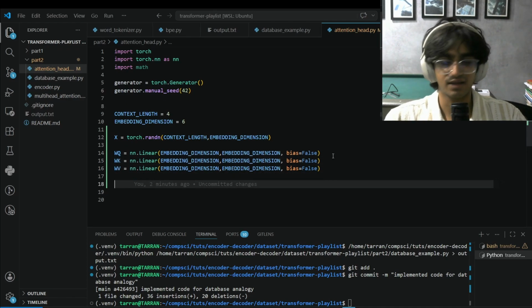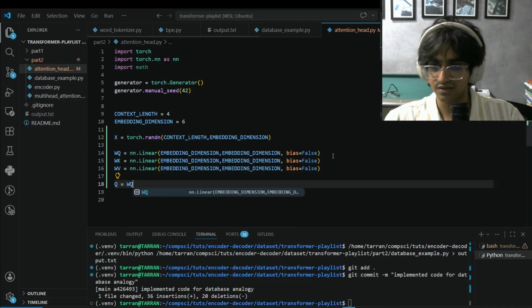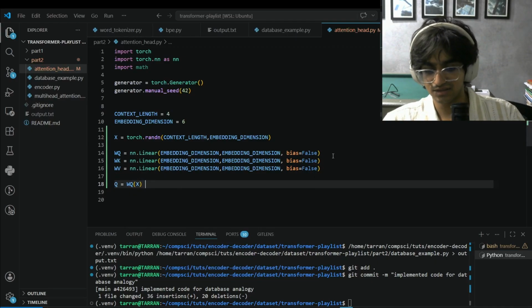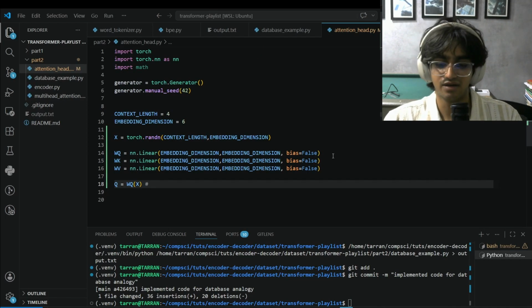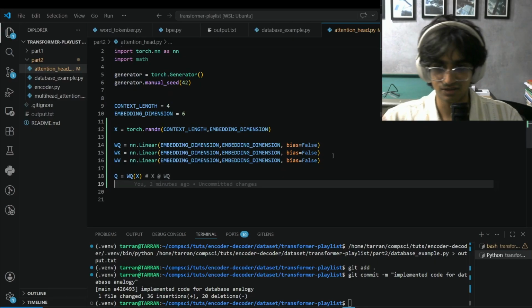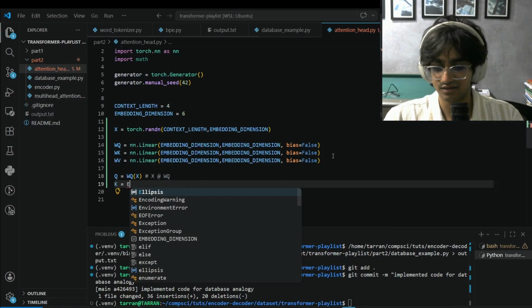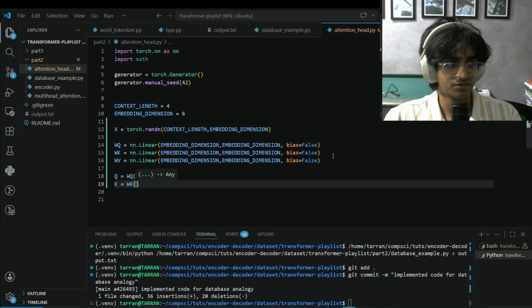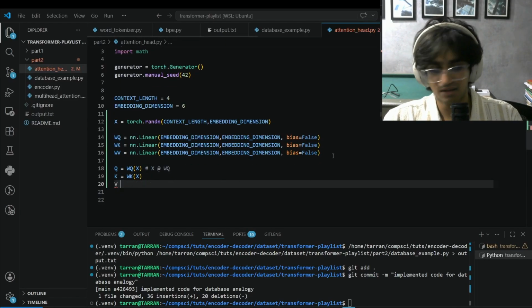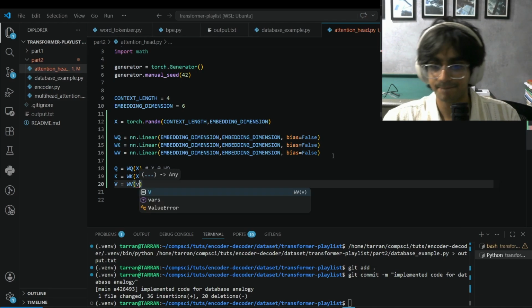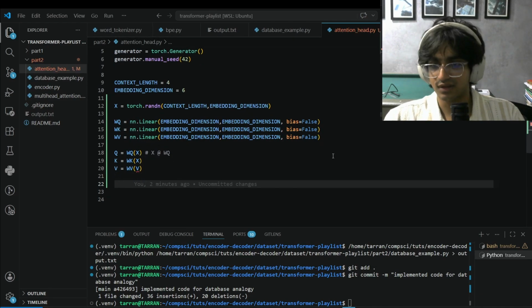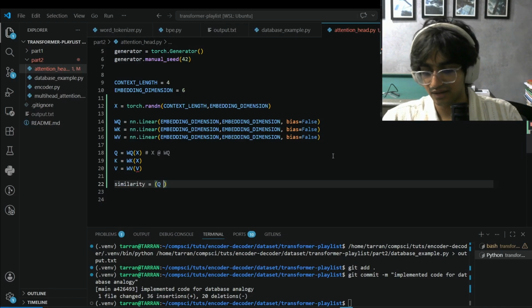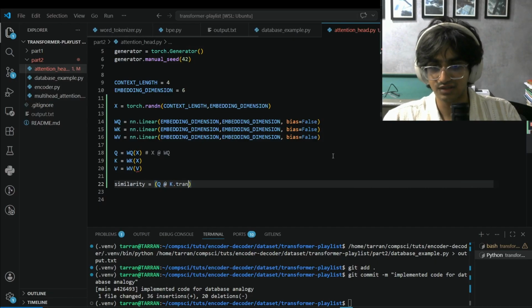Now we're going to calculate our query. So the query is equal to WQ of X. This is essentially the equivalent of our X @ WQ, where @ is matrix multiplication. This is a similar way of writing it; it's essentially the same operation. So we've got our K and we've got a V. Then we're going to get a similarity score. So similarity is nothing but Q @ K.transpose.